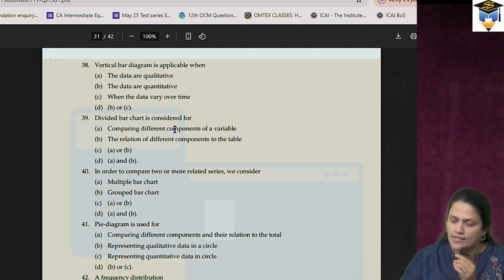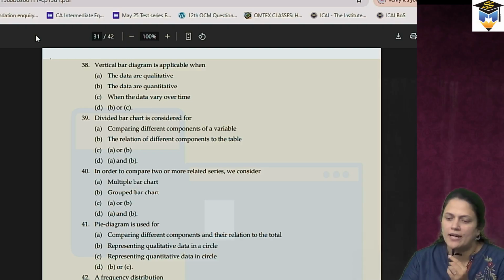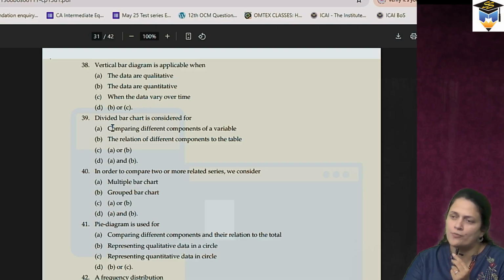Okay, tell me the answer for 38. Vertical bar diagram is applicable when? Omkar? 38. Option D is the correct option. Everyone got the same answer? Anybody with a different answer?